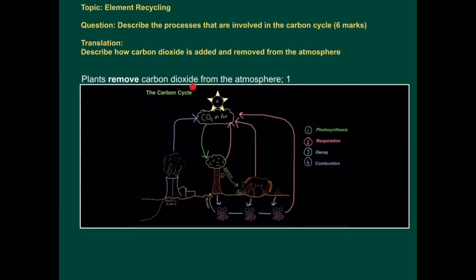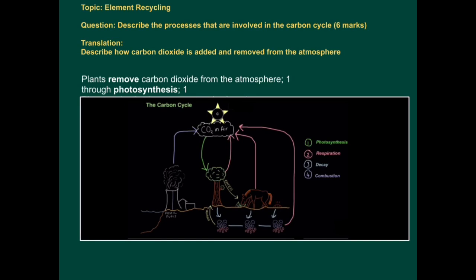Firstly, plants remove carbon dioxide from the atmosphere. 1 mark for acknowledging that plants do this and they remove it. And they do this through the process of photosynthesis. You'll see there's only one arrow going away from the atmosphere, and that's photosynthesis carried out by plants. You could also say that the sea absorbs carbon dioxide, but you don't have to.